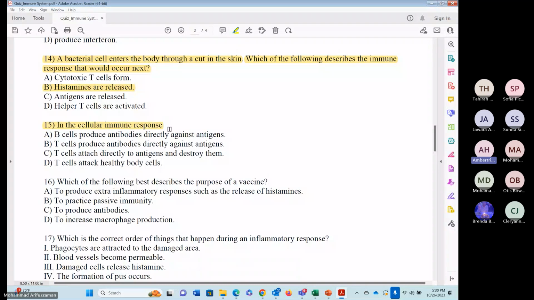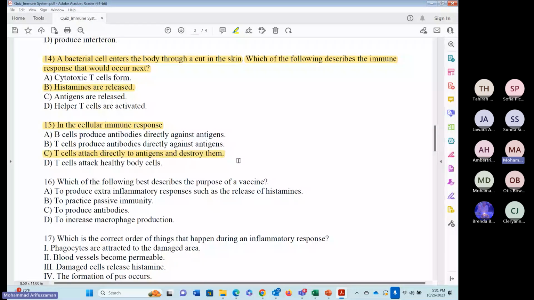I think it's A. No, you can see the A is the humoral. B cell is a humoral immune response. Is it B? A T cell does not produce antibody. Antibody is produced by B cells. So then T cells attack healthy bodies?